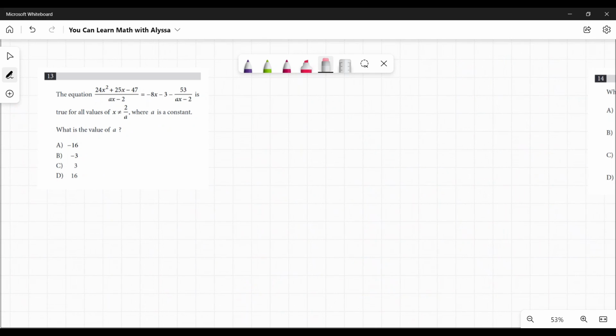All right, on to 13. The equation (24x squared plus 25x minus 47) over (ax minus 2) equals negative 8x minus 3 minus 53 over (ax minus 2) is true for all values of x not equal to 2 over a, where a is a constant. What is the value of a?